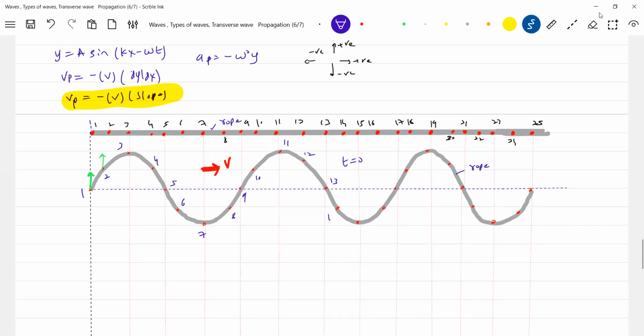Keep an eye on the number. Let's get into it. What is it? 3 will be at rest. What about 4? Anybody? Look at this 4. V is positive. What is the slope? Slope is negative. No, negative of negative will be positive.